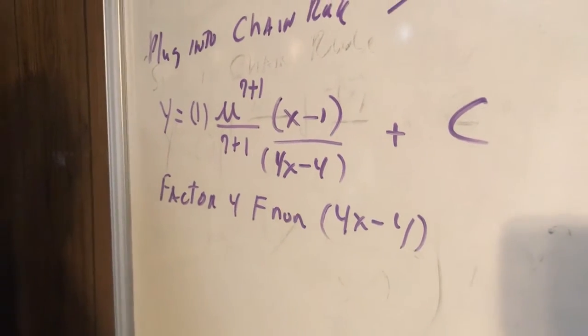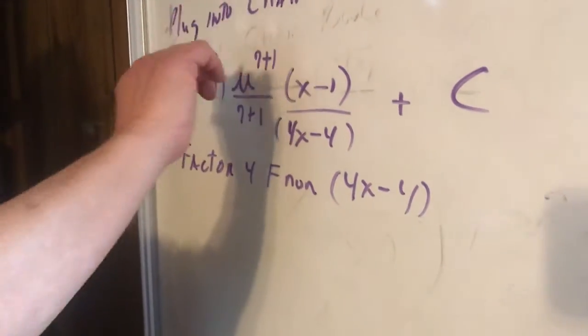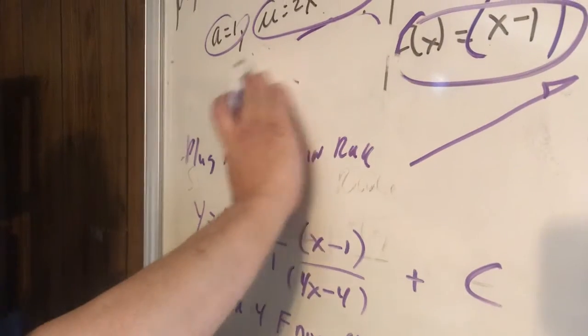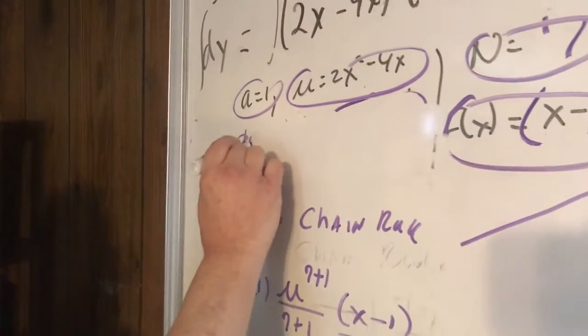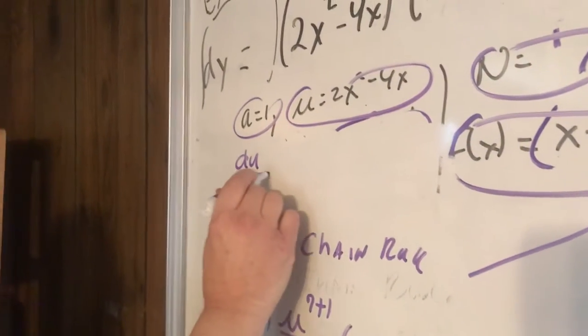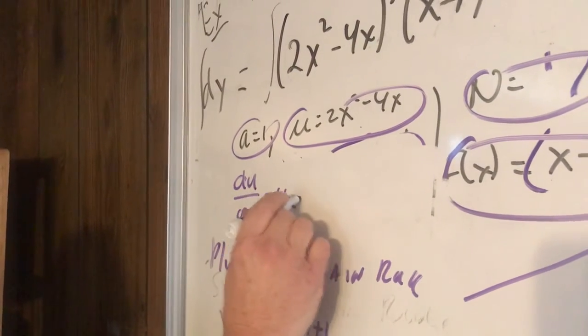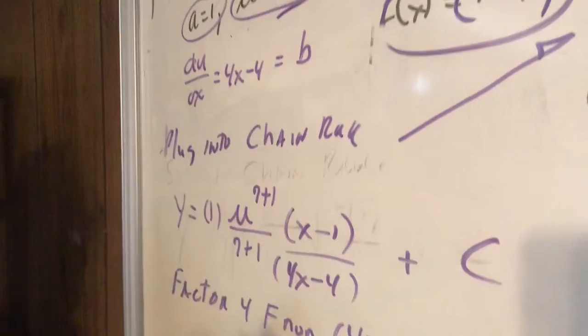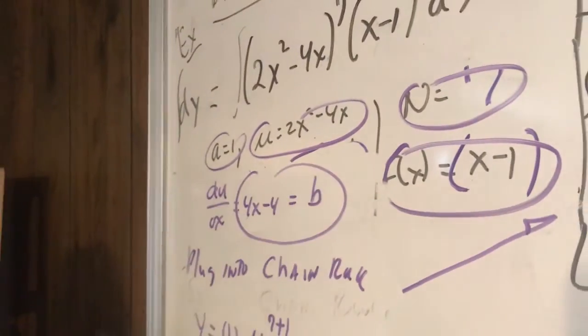So don't forget b was, let me make this a little bit easier to see. I took du dx, which is b. That was 4x minus 4. And that equals b. And this is what I want.